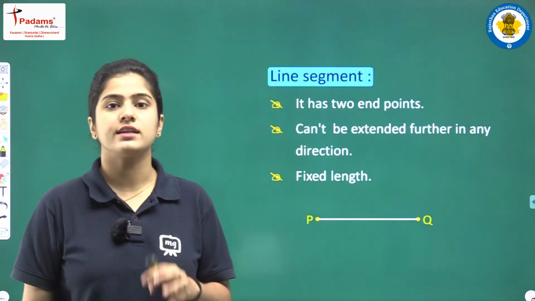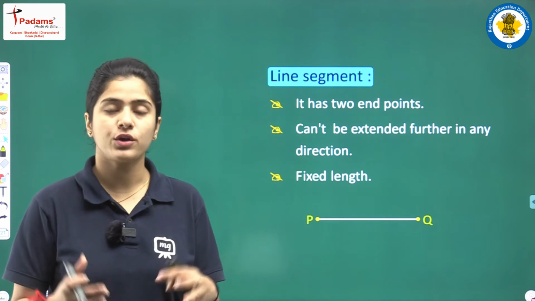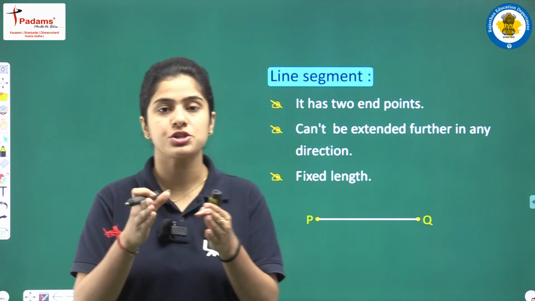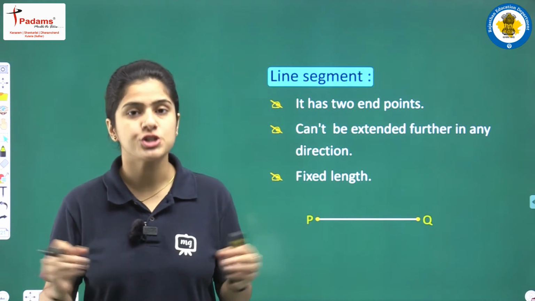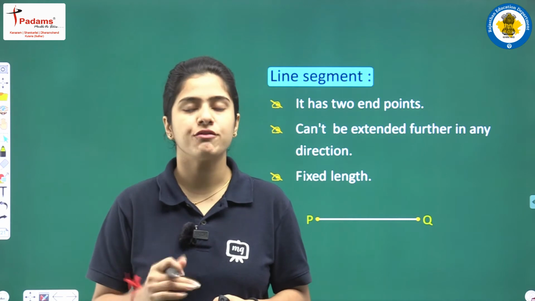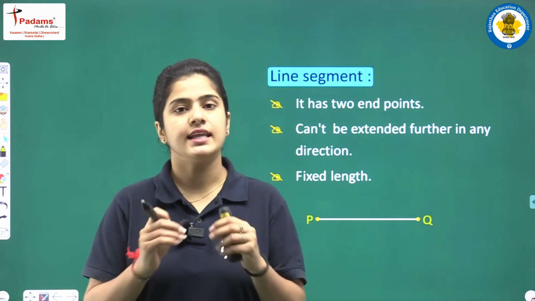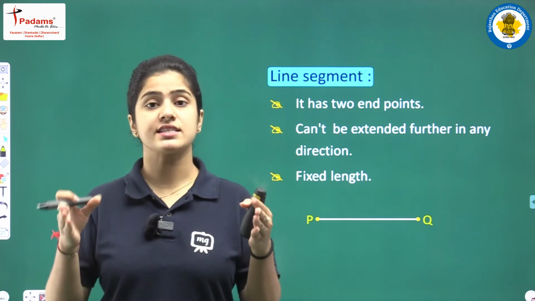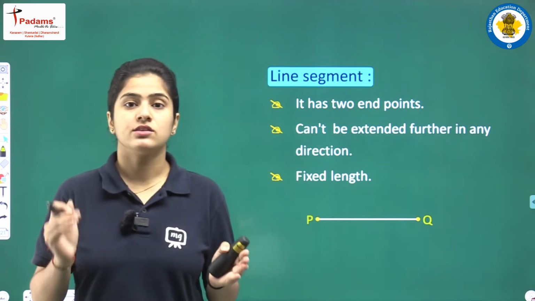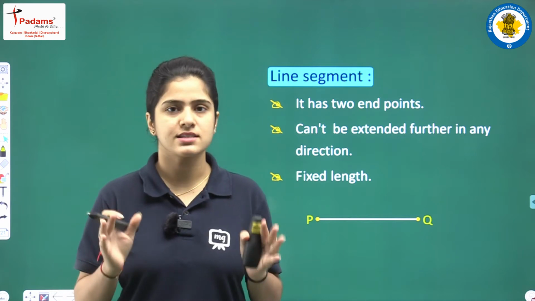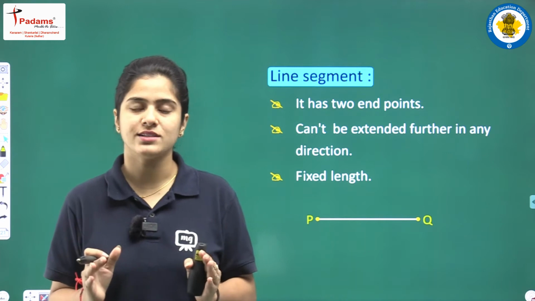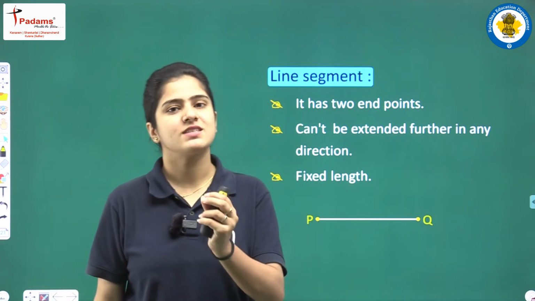Firstly students, what is a line segment? What do you mean by a line segment? Segment means a portion, and a portion of a line is called a line segment. Okay students, so if we are talking about a line segment, it is something that has a fixed length. Like if I am talking about this room, the room's length and breadth has a fixed length, right? So it is a line segment, right students? So a line segment has fixed length.